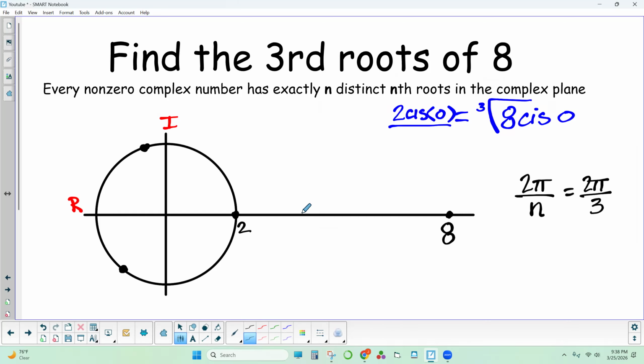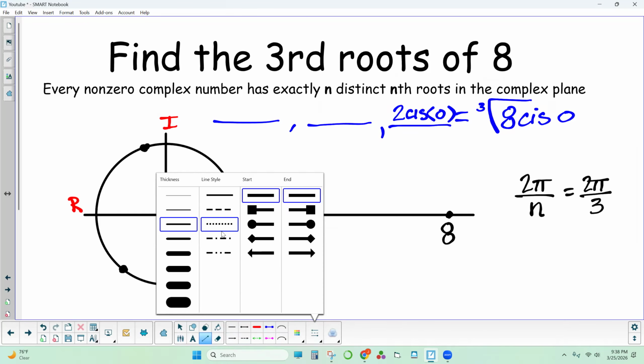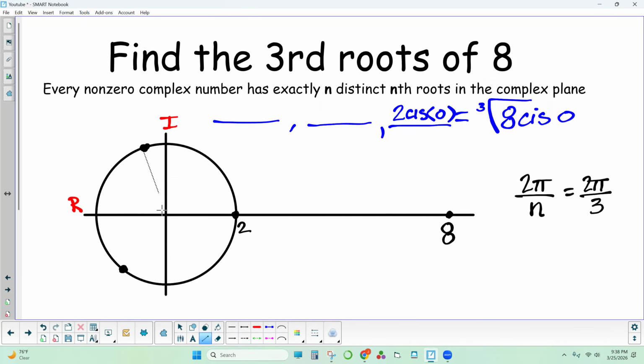Okay? Now, to find those roots is very simple because we all know that we're writing these in trig form, and the trig form is r cis theta. So we need to know how far are we from the origin. Well, these are all 2 away from 0.